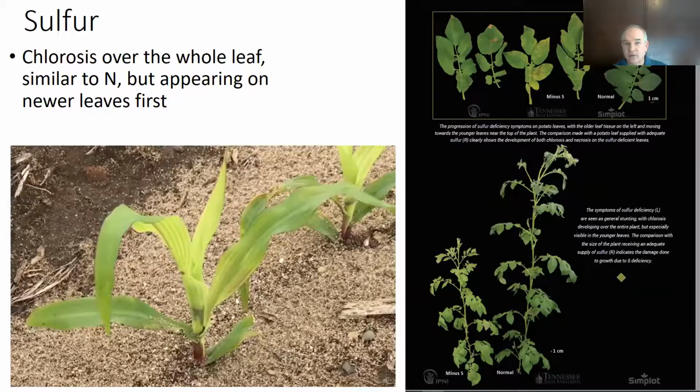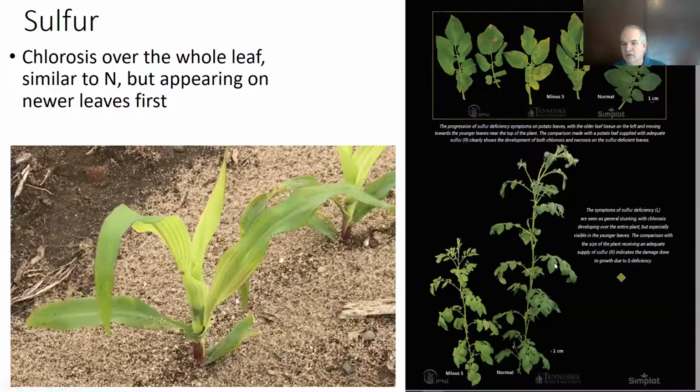Contrary to those other three, the NPK, this shows up on the newer leaves because, again, this is not a mobile nutrient. We get chlorosis like nitrogen. It's over the whole leaf oftentimes, but again, different part of the plant. So here on the corn, for example, on the left, you can see these older leaves are a little bit darker green, look kind of healthier, whereas these newer leaves coming out of the whorl are fairly nitrogen deficient.